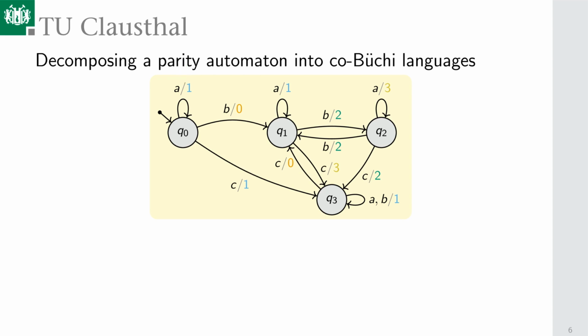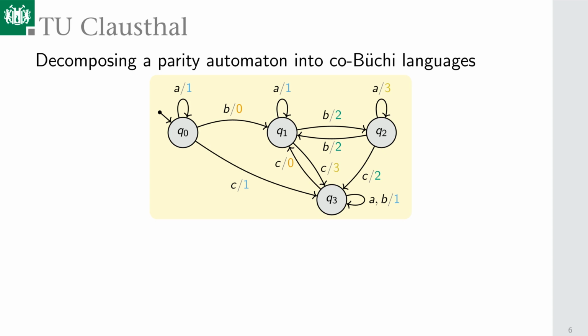A run of this automaton is built from a word in the usual way, and we obtain an infinite sequence of colors visited along the run. The color of a word or the run induced by the word is now the least color occurring infinitely often along the run. And the word is accepted by the automaton if and only if the color of the corresponding run is even.